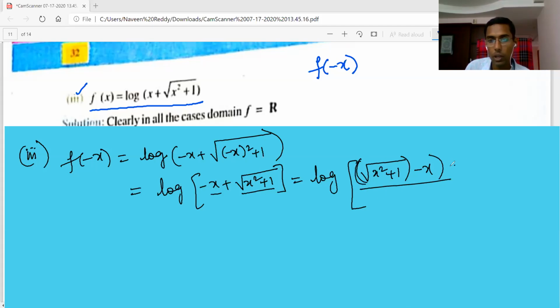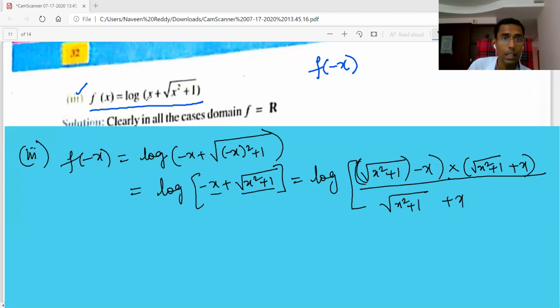This one I have to multiply with root x square plus 1 plus x, and also divide with root of x square plus 1 plus x. Why? Because I have here x plus under root of x square plus 1. Therefore, I am dividing and multiplying with x plus under root of x square plus 1.